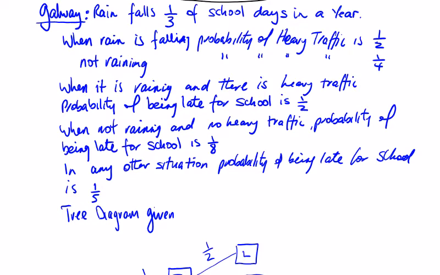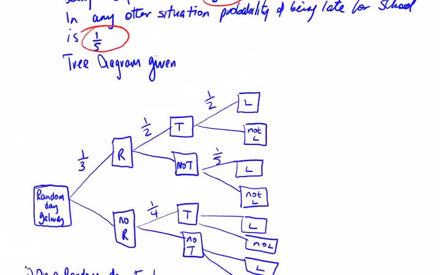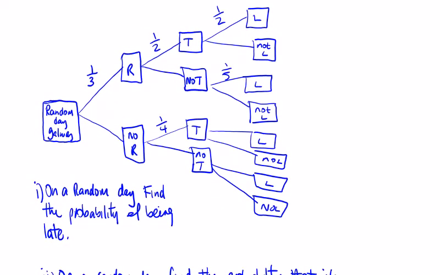And we're going to see these are given to us already in a tree diagram that was given to you in the question. So 1 over 2, let's just match these off down below, 1 over 4. When it's raining and there is heavy traffic, the probability of being late for school is 1 over 2. When not raining and no heavy traffic, the probability of being late for school is 1 over 8. And in any other situation, the probability of being late for school is 1 over 5. So 5 fractions are given to us. So let's have a look down here. 1, 2, 3, 4, 5. We can see the 5 things in blue here were all given to us. So it's just a matter of filling in. Everything in blue is given.